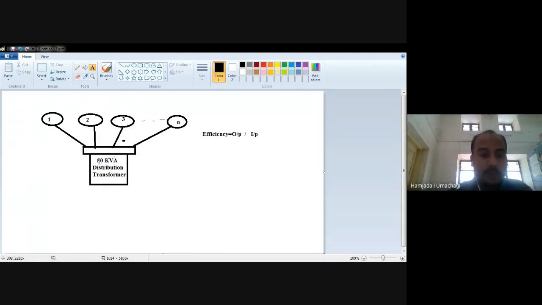So if 100% capacity is 50 kVA, it is not fully used. Instead, only 30 to 40% of the 50 kVA will be utilized on average. If you take the average power it is supplying to all the consumers, only 30 to 40% of its full load capacity is used by this transformer. So now, if I calculate its efficiency with the formula output by input, this is not going to give us the real efficiency.